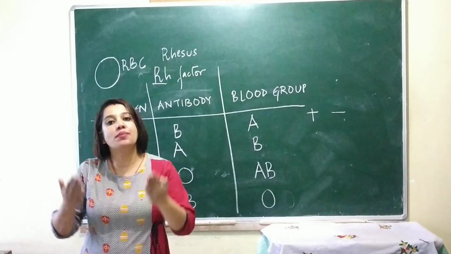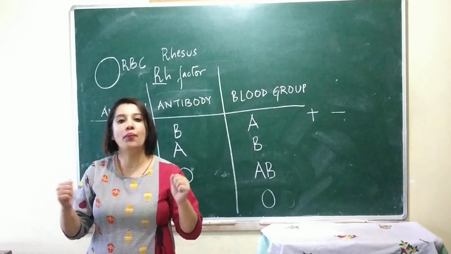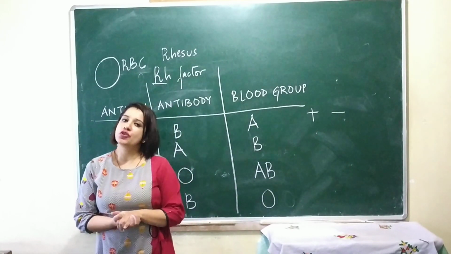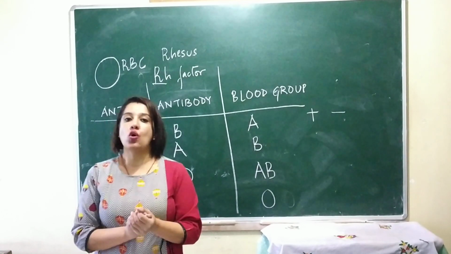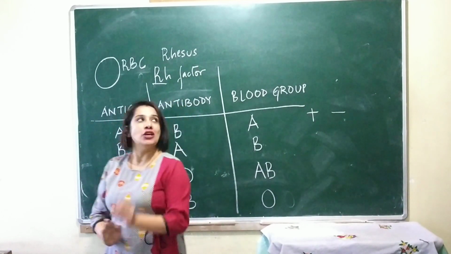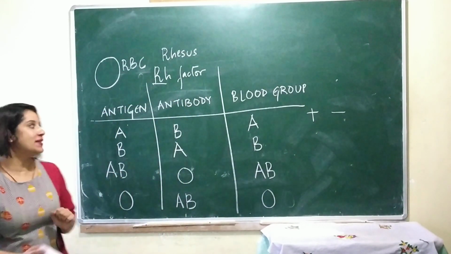Now, how does blood flow throughout our body? Blood flows throughout our body through small tube-like structures called blood vessels. So let's discuss blood vessels now.